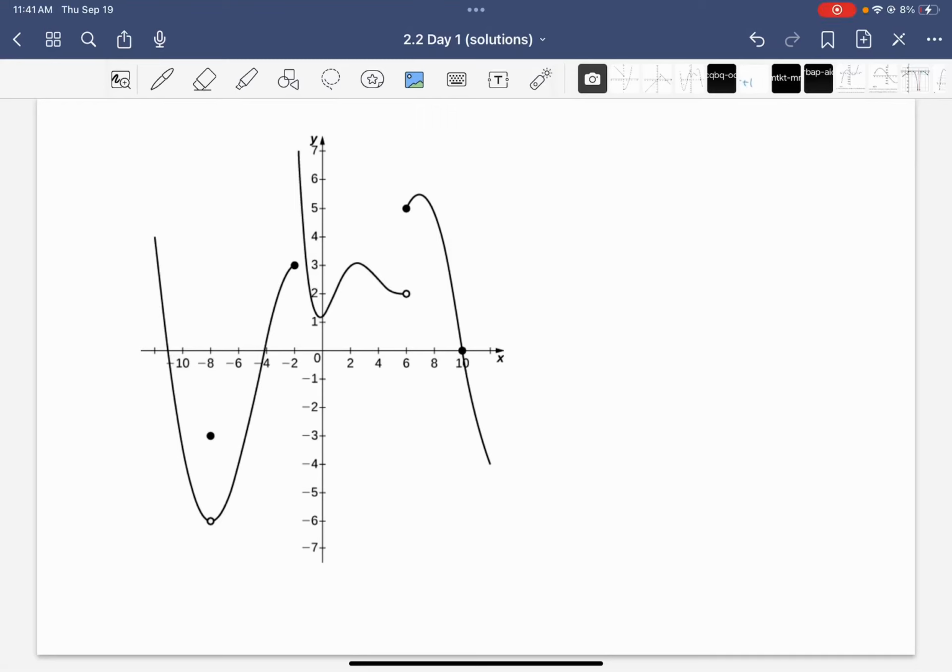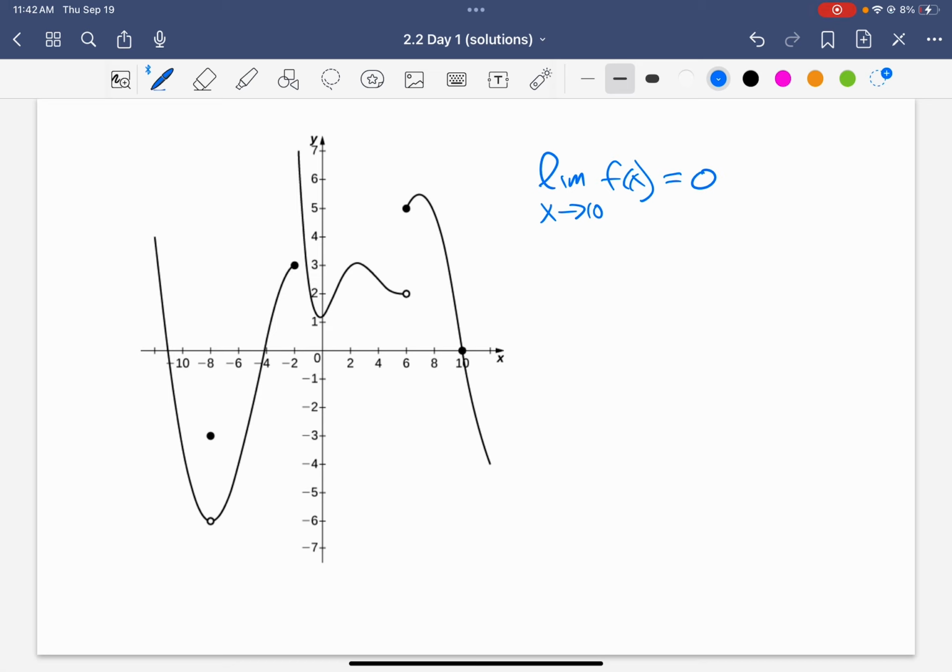So we are now doing homework on 2.2, day 1. Let's look at number 46. Number 46 wants us to find the limit as x goes to 10 of f of x. Which of the statements is true or false? It says that this is equal to 0.